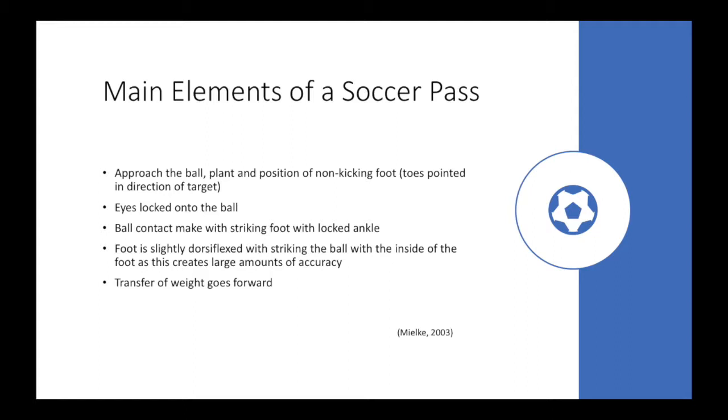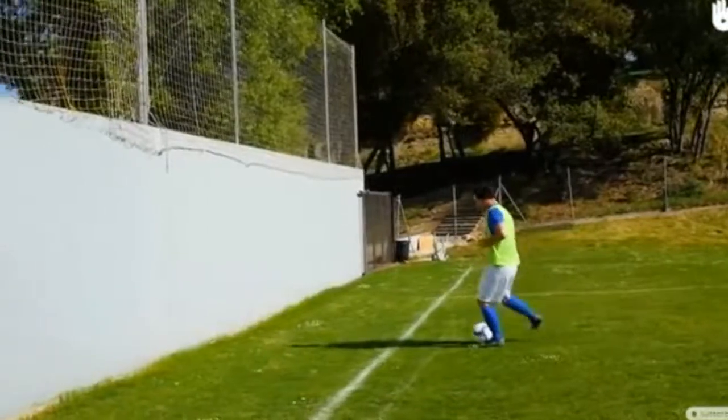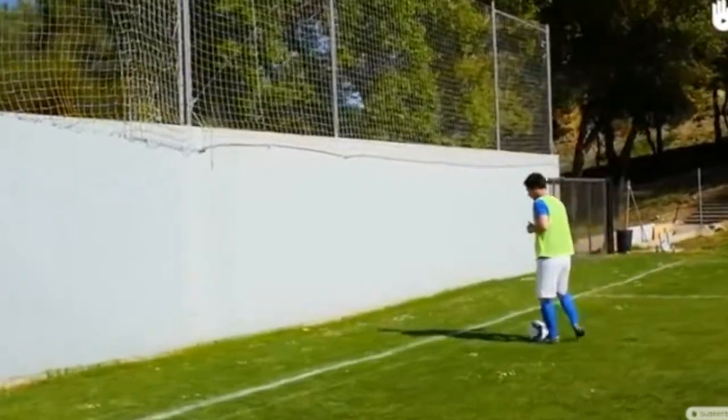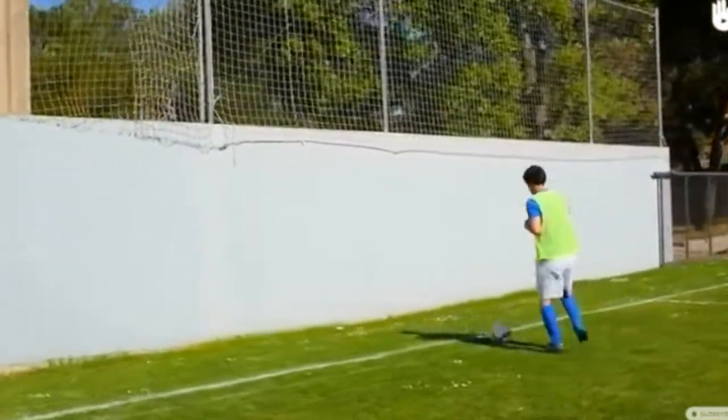The main elements of a soccer pass should be: with the approach of the ball, the non-kicking foot should have the toes pointed directly in front. The eyes should be locked onto the ball, and the ball contact made with the striking foot should be with a locked ankle. The foot that is kicking the ball, we want the inside of the foot to be used, as this increases accuracy, and with that we're transferring our weight forward whilst we're kicking the ball.